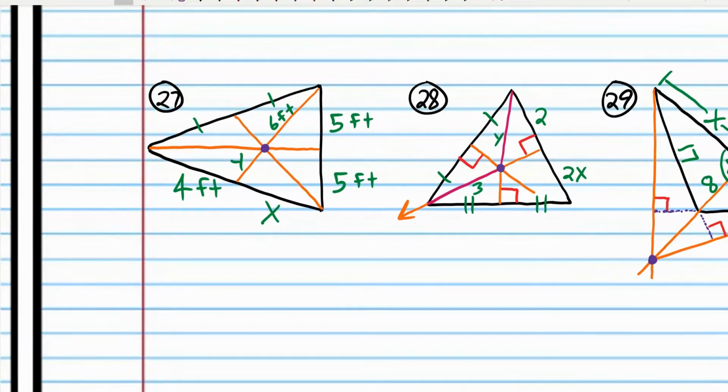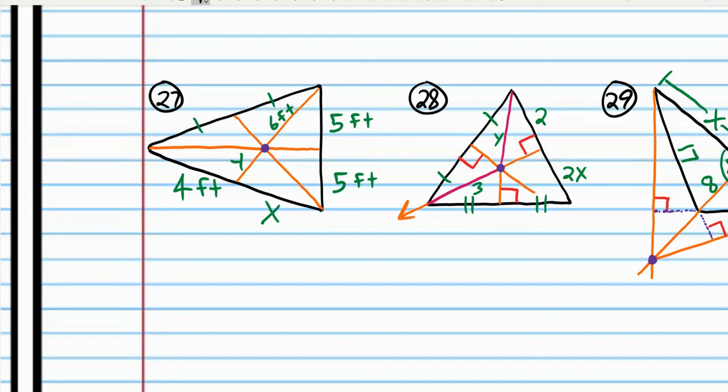So these are medians. How do I know that they're medians? Well, because it starts at a vertex and it goes to the midpoint of the opposite side. Midpoint because we have 5 and 5, and this length is equal to this length.